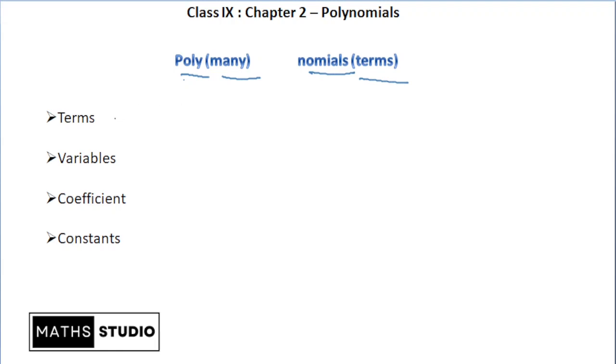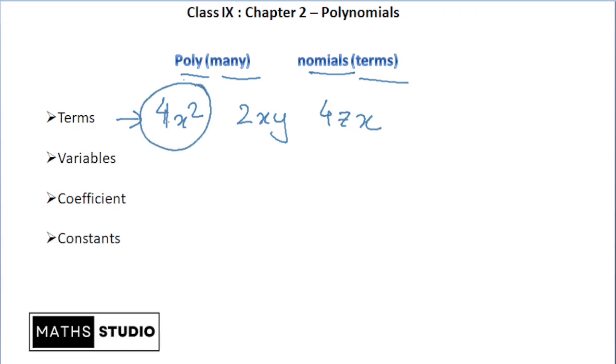Okay. So terms. What are terms? A term is like 4x square, 2xy, 4zx. So a term is made up of coefficient and variables.